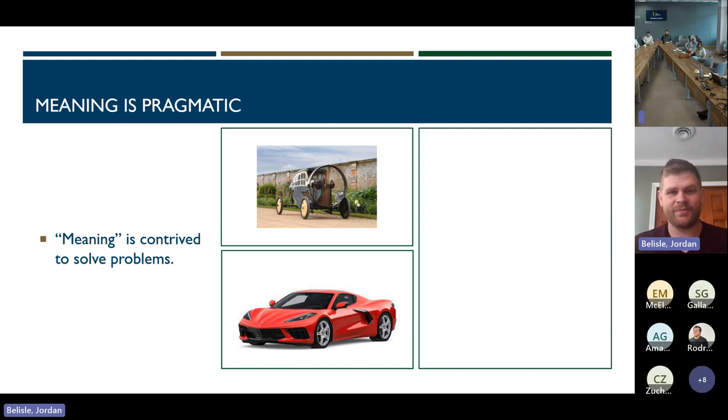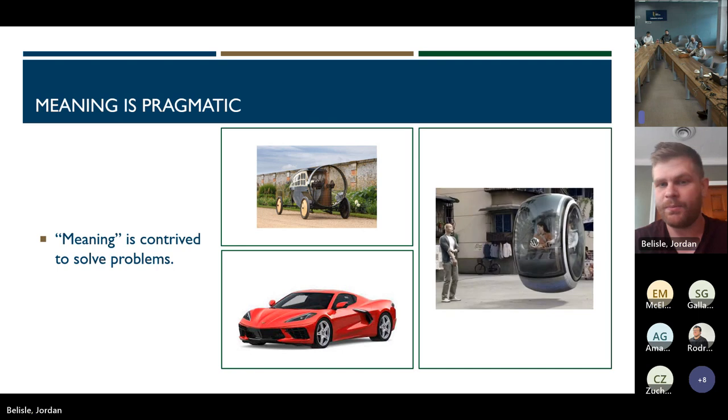But the common structural element is that these two things both contain four tires, so perhaps it's four tires that make it a car. But wait, this is also a car, or at least a concept of a car by Volkswagen called a hover car, designed with electromagnetic highways in mind. The point is, a car is not defined by its features, rather by what it does. Its meaning is rooted explicitly in its utility. What it refers to evolves as the object itself evolves, as the context around it changes. Essentially, meaning exists to solve new problems and new challenges.